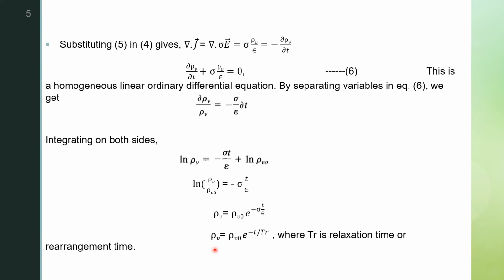The same we can write, simplify it as rho V is equal to rho V0 e raised to minus t by TR, where TR is a time constant in seconds and the value of TR is equal to epsilon by sigma. TR is also called relaxation time or rearrangement time. So in this expression, rho V is the volume charge density, rho V0 is the initial charge density, that is the value of rho V at time t equal to 0, and TR represents the relaxation time.